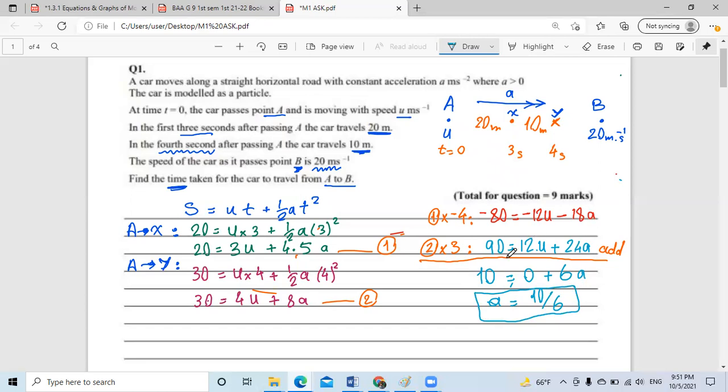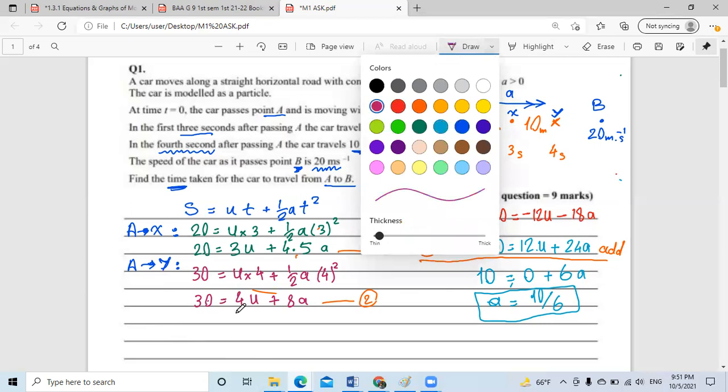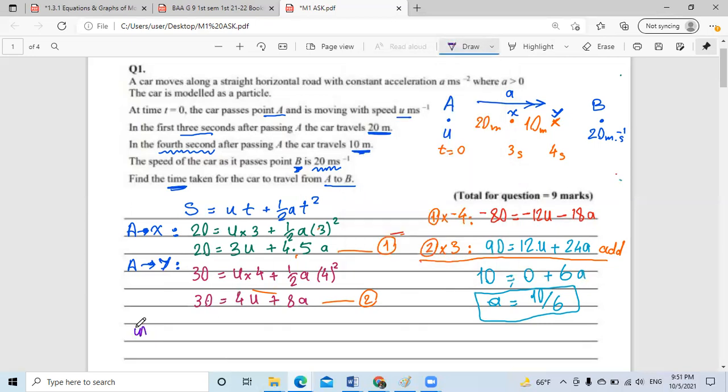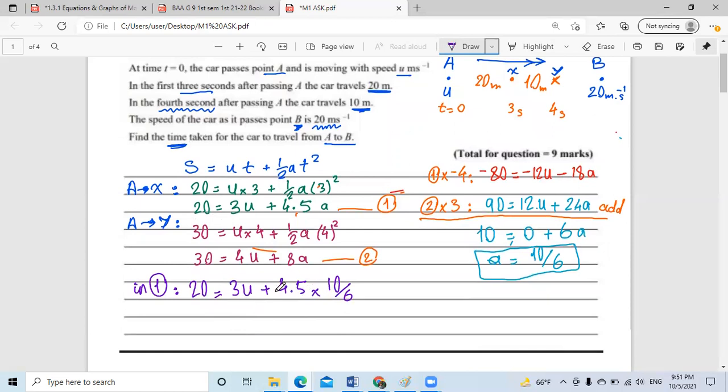I will use it in the first equation. So I'll substitute it in equation number 1, and what I will get: 20 equals 3u plus 4.5 multiplied by the acceleration, which is 10 divided by 6. Doing the math, 4.5 multiplied by 10 divided by 6, then 20 minus the answer, divided by 3. So u will be equal to 4.17 meters per second.